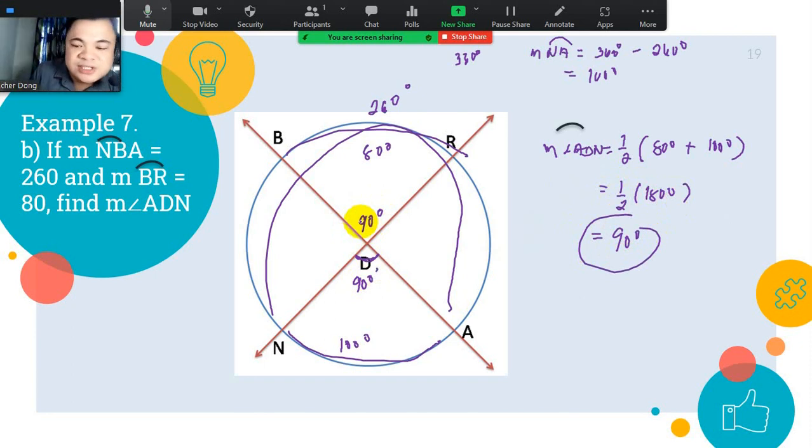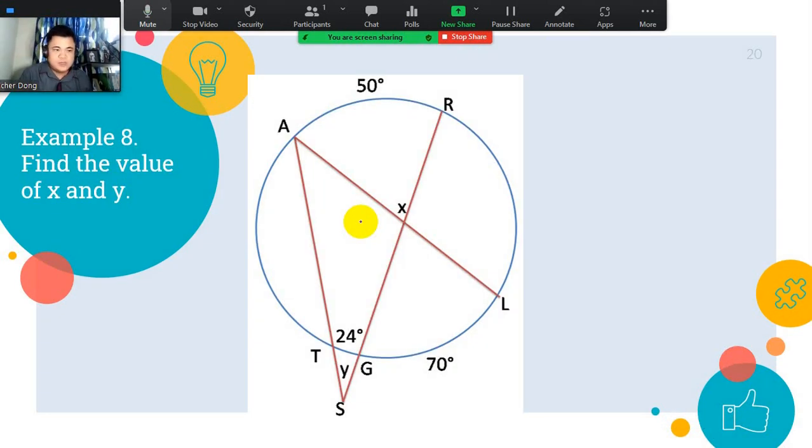Next, let's have the next example. Example number 8. Find the value of x and y. So for us to find the value of x and y, we have to analyze first the given diagram. So this is the x, and then we have the two intercepted arcs to solve for it. Just remember that when you are solving, you need two given measurements, and you must only have one unknown measure.